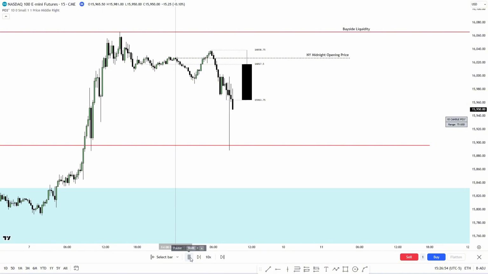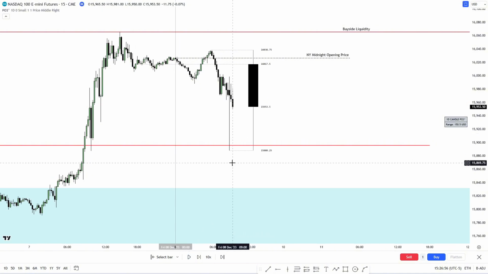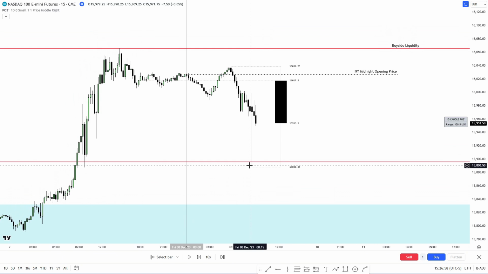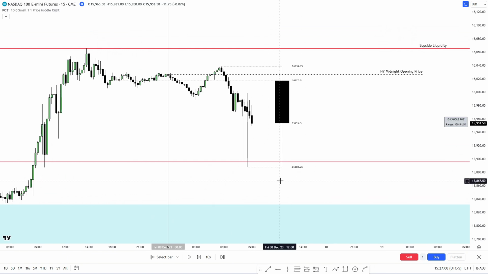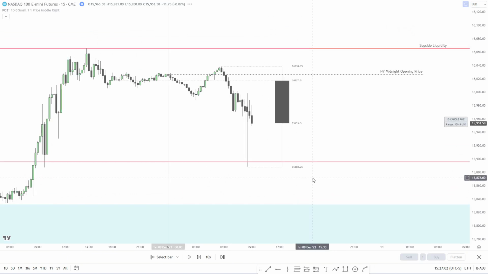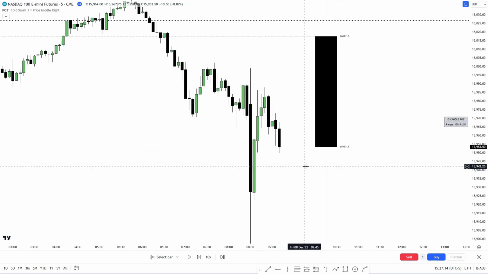Okay, we start to move aggressively down. Right, see that spike there? We hit the opening price right there. So now I can go down into my lower time frame, 5 minute. Let's go a bit lower. Let's go into our 3 minute.